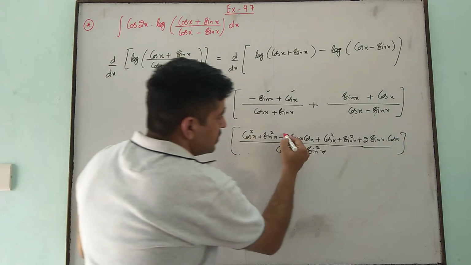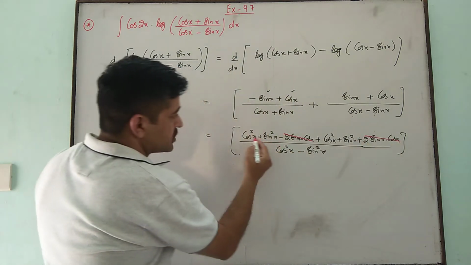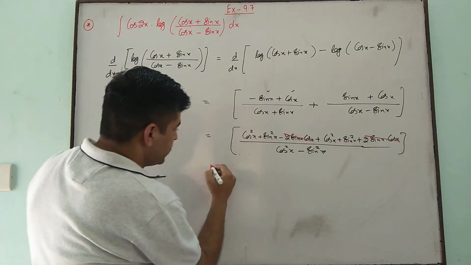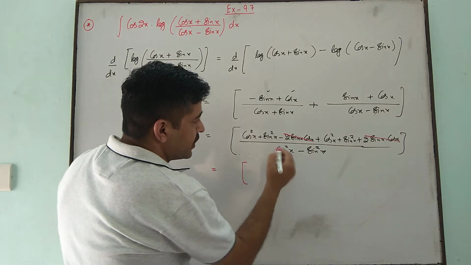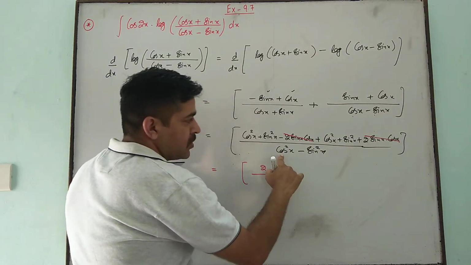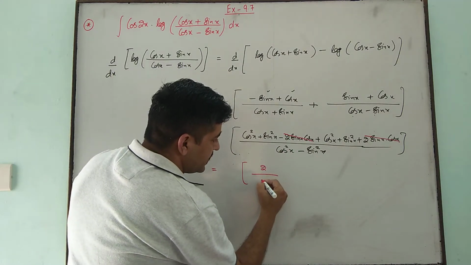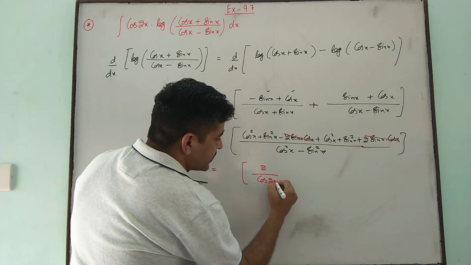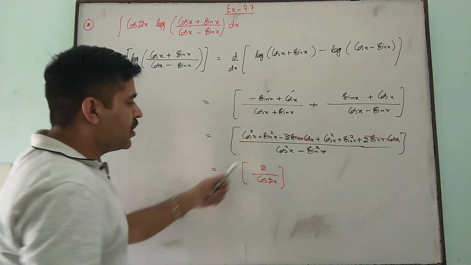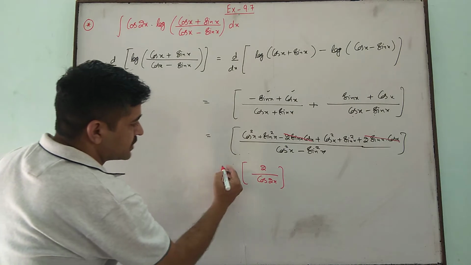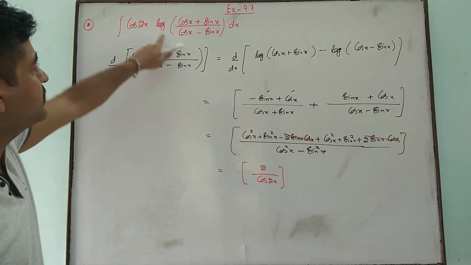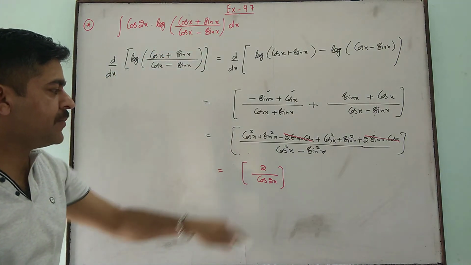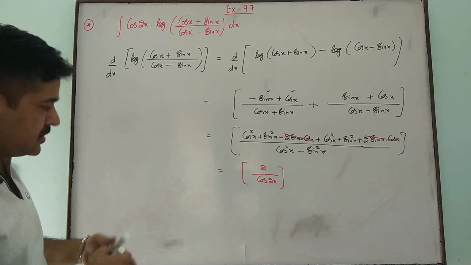Now you can see cos square plus sin square is 1. So we got 1 plus 1, 2, upon cos square x minus sin square x, which is cos 2x. So we got 2 upon cos 2x. The derivative of this function is 2 upon cos 2x.